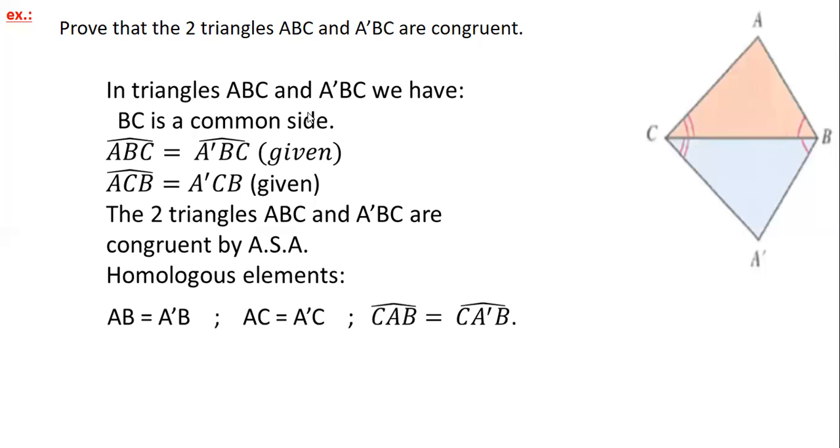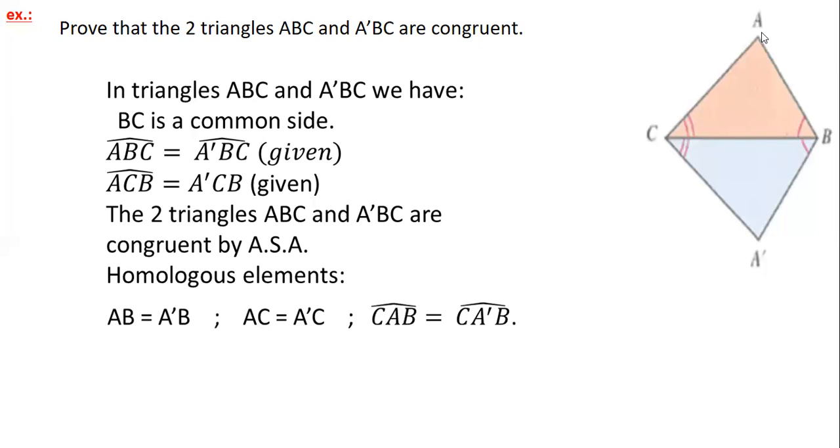Now we should list the elements. We can see that there are no marks on the sides, but we can see that between the first triangle ABC and the second triangle A prime BC, we have a common side. We have a side BC, which is in the first triangle and in the second triangle. So BC is a common side. This is what I need. So either we use equal sides or common sides.